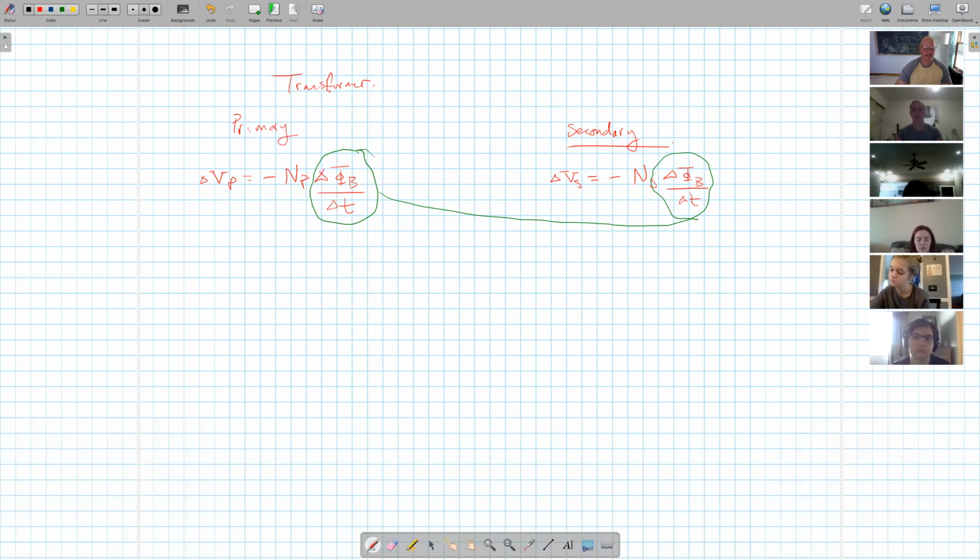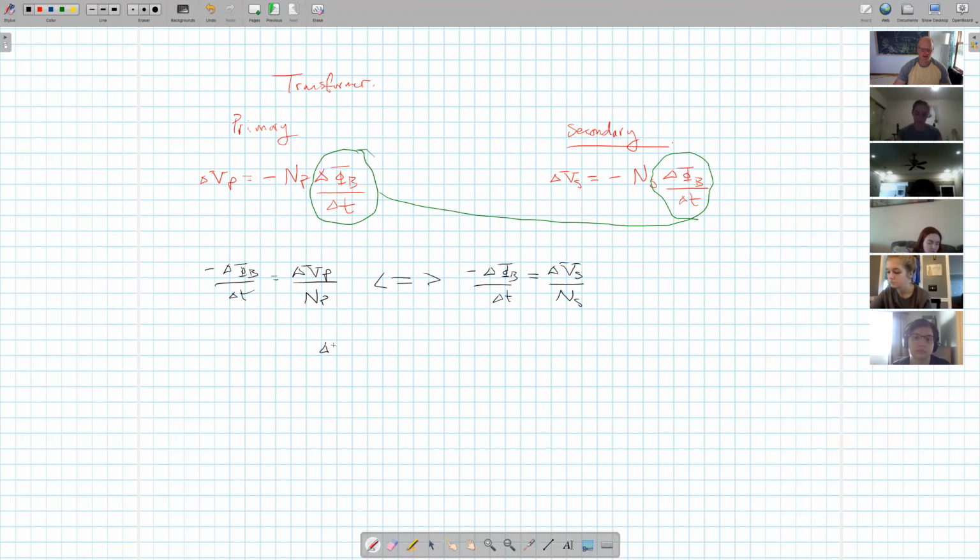So what this says then is that the negative change in magnetic flux over delta T is equal to the change in potential divided by the number. And this side is the same thing, so minus change in magnetic flux with respect to time is equal to the change in potential across the secondary divided by the number of the secondary. These two things have to be the same, so we can finally set them equal to each other.